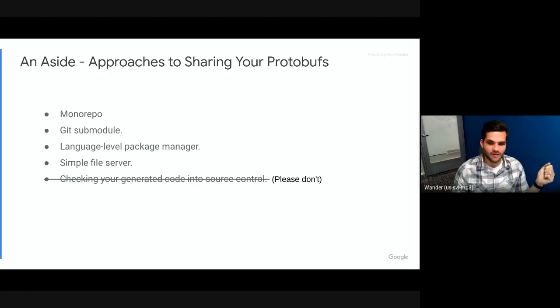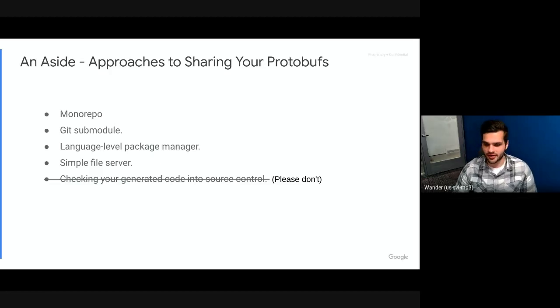Sometimes you can use a language level package manager, right? So suppose you know that your organization is only going to use Java. You could publish your protos and their generated code as a Java package, and Java does do that. You could even use a simple HTTP file server to pull them down. One thing that a lot of people do, which isn't a best practice, is to generate your code from your protocol buffers and your service definition, and then check it into source control.